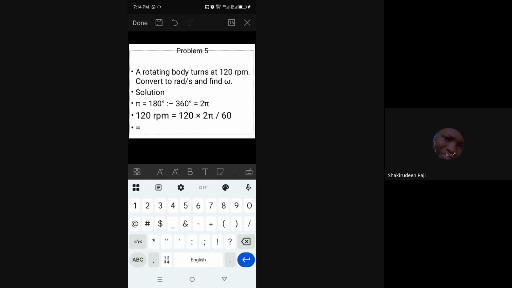Let me simplify it in case you're still confused. It's 240 pi over 60, and 240 pi means 240 times 3.142. Pi is 3.142, if you have done anything related to circles, pi r squared, all those things. Now press this one for me: 240 times 3.142 over 60. This is what I asked you to do. Sir, 12.568.